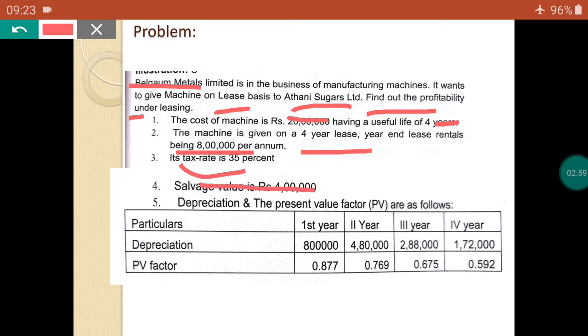They also provide the depreciation and the present value factor. See here, first year depreciation 8 lakh, second year 4 lakh 80,000, third year 2 lakh 88,000, fourth year 1 lakh 72,000. After that, they are providing the PV factor also: first year 0.877, second year 0.769, third year 0.675, and fourth year 0.592.